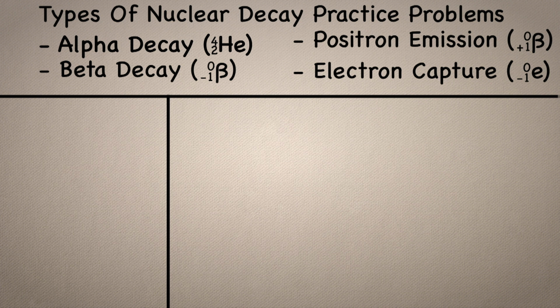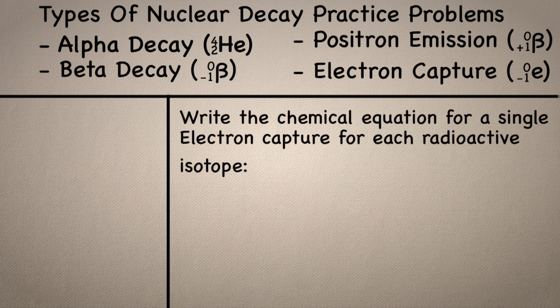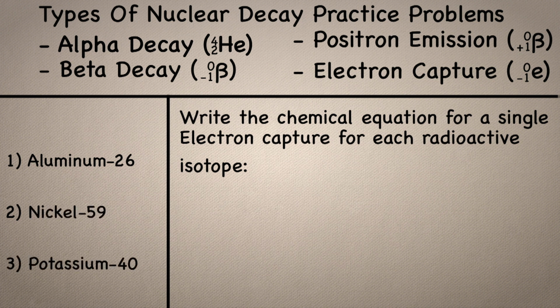And then we get into electron capture. We need to write a chemical equation for a single electron capture for each of the following isotopes: aluminum 26, nickel 59, potassium 40. Okay, our last set for this type of question deals with electron capture this time. So we're going to take aluminum 26. Aluminum has 13 protons, so its atomic number is 13. If we want to do electron capture on it, we're going to have to add our electron to it.